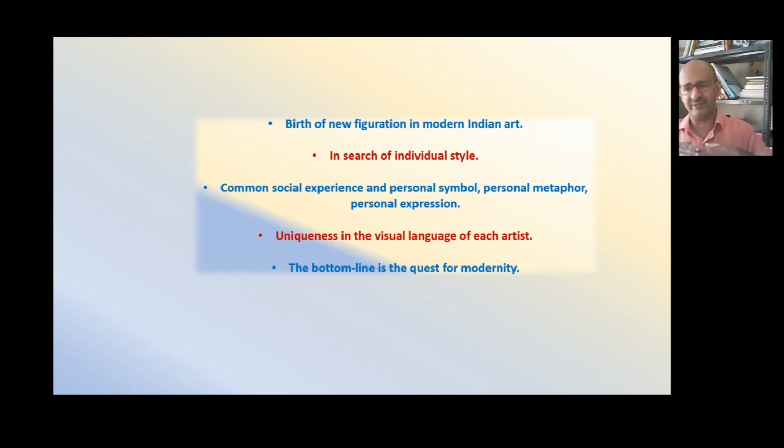So, the bottom line of all these art movements from Madras to Baroda to Kolkata to Bombay is the quest for modernity. Modernity is something that cannot be solved once and for all. You can always ask, why can't they resolve it once and for all and then go ahead with their paintings and art activities? No, it can't be so.